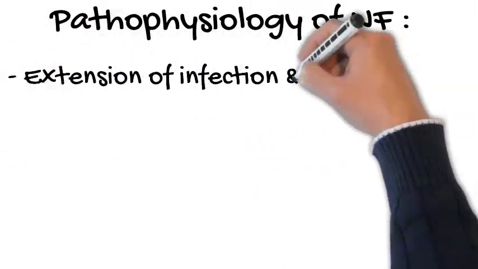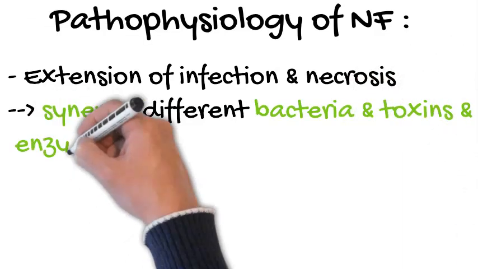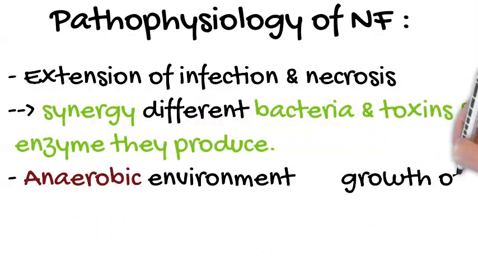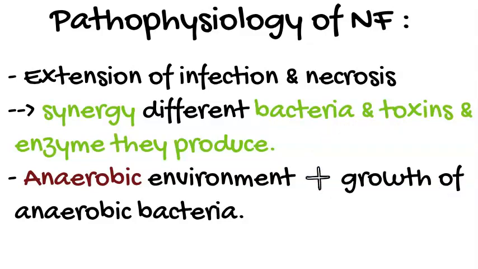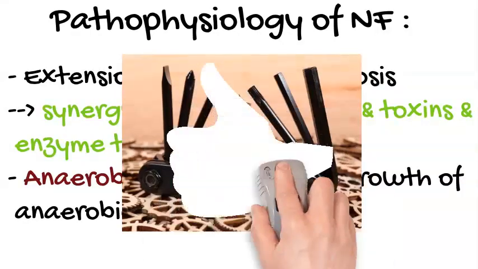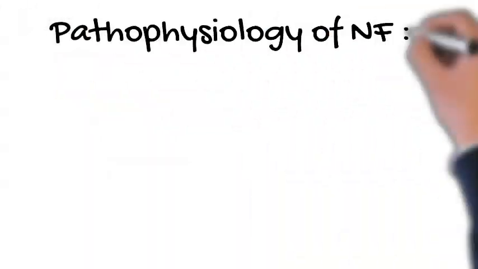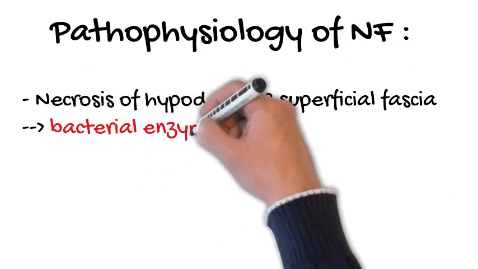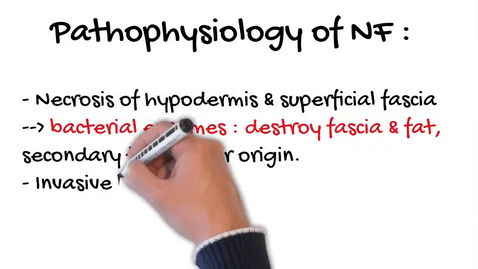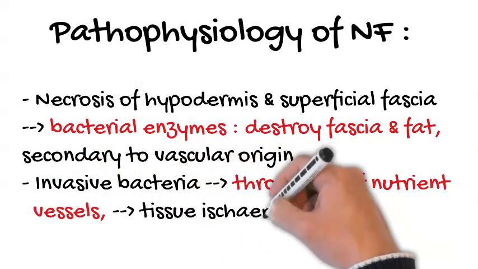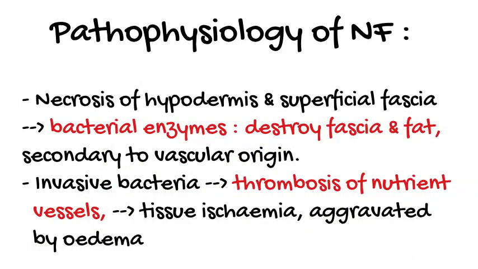The extension of infection and necrosis is facilitated by the synergy between different bacteria and toxins and the enzyme they produce. An aerobic environment promotes the growth of anaerobic bacteria. Necrosis of the hypodermis and superficial fascia is related to bacterial enzymes that destroy the fascia and fat, and secondary to vascular origin. Invasive bacteria cause thrombosis of nutrient vessels, leading to tissue ischemia, aggravated by presence of edema.